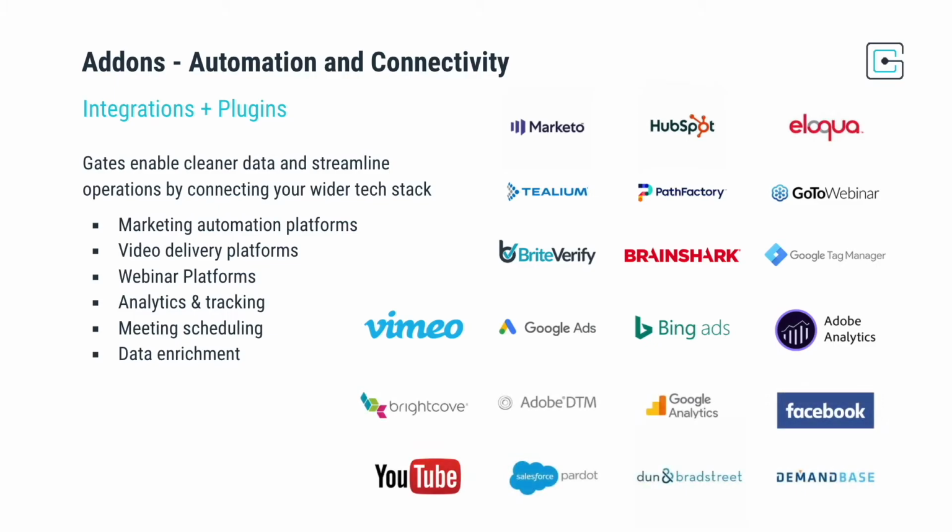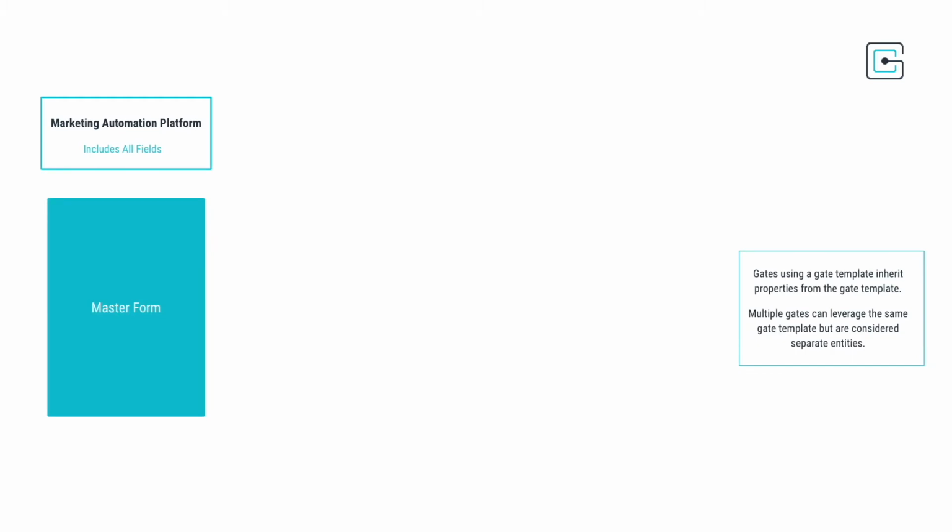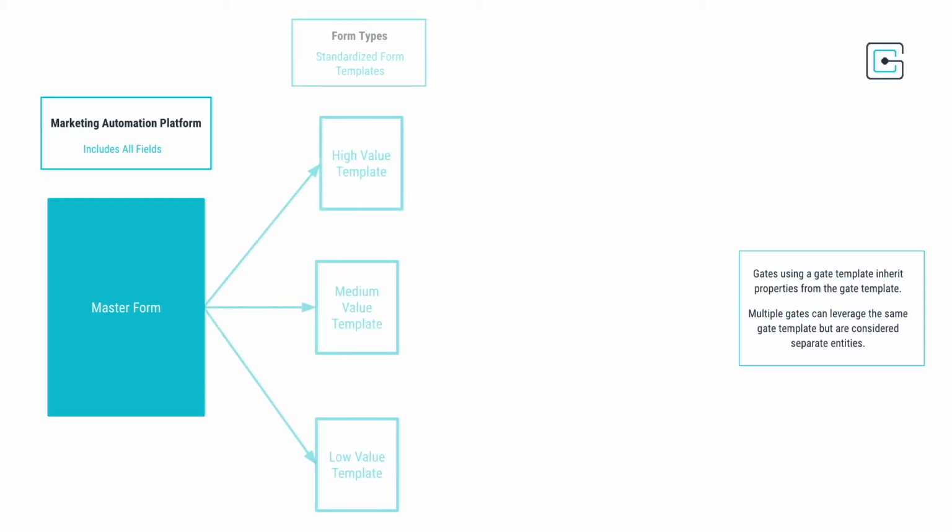Let's take a closer look at a more efficient and effective lead gen process using gatedcontent.com. A master form in your marketing automation platform is the main intake point for new leads and includes all the fields that may be needed. Standardized form templates in gatedcontent.com allow your team to optimize conversion depending on content, purchase intent, or place in the customer journey. For example, many people are hesitant to give out their phone numbers without good reason, so only request it if you're planning on giving them a call back.